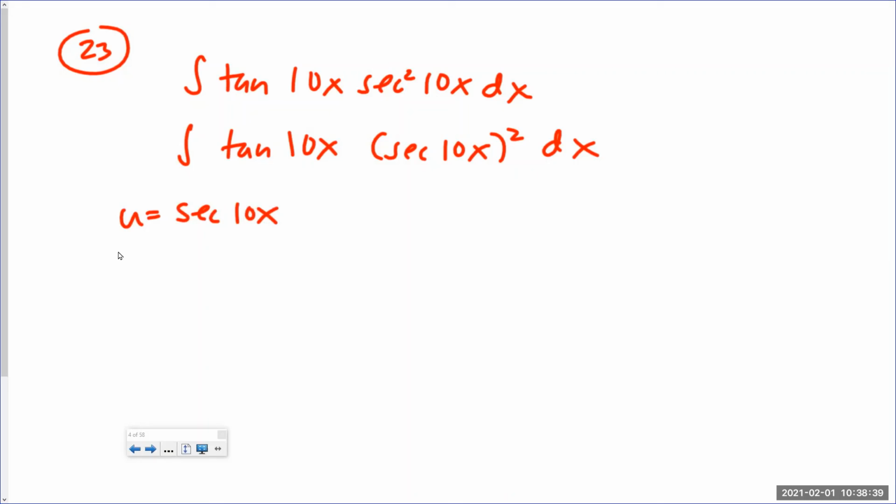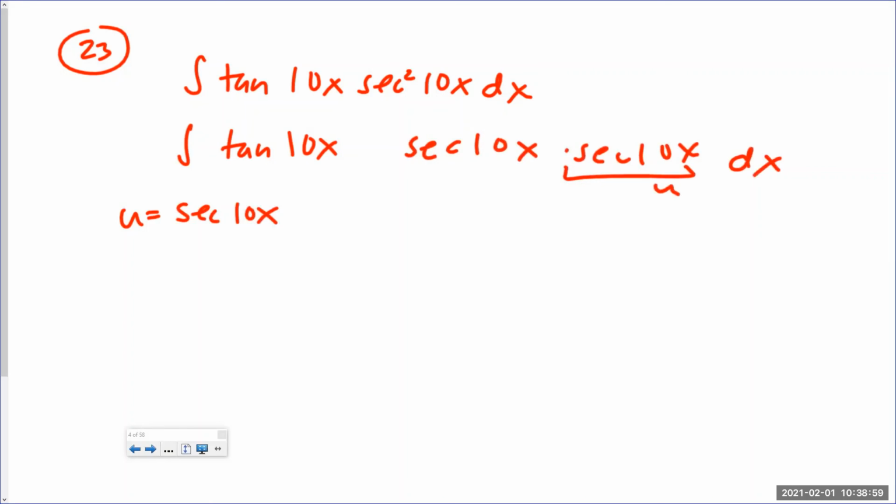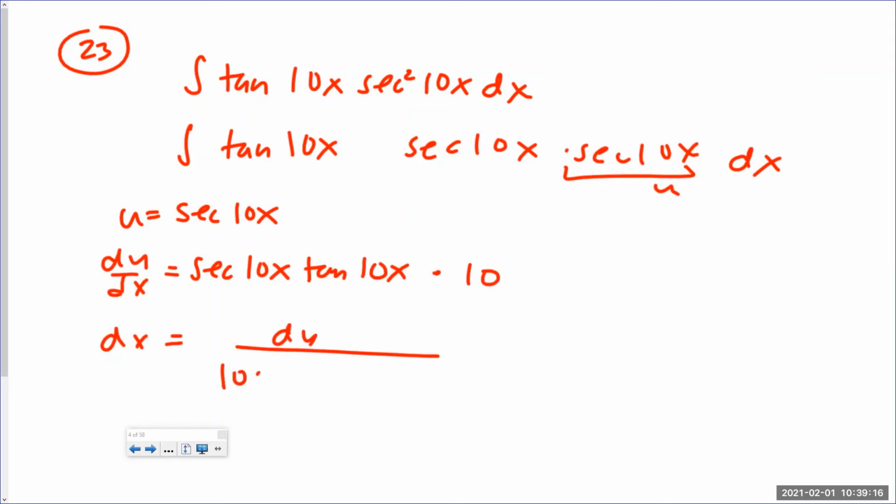So if your u is equal to secant 10x, do you see you only made one of your u's? You can't make this a u. Like this can't be u squared. It's going to have to be secant 10x times secant 10x, and only this one will be your u. That's how you have to make this one work. Okay, so your du dx is going to be secant 10x tangent 10x times 10, right? Times the derivative of your u. So the dx is going to be equal to du over 10 secant 10x tangent 10x.